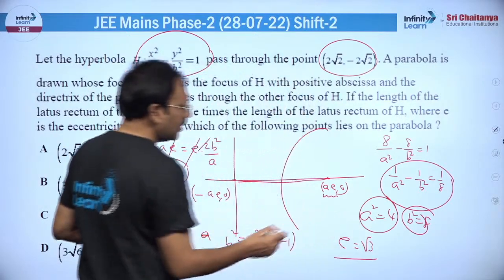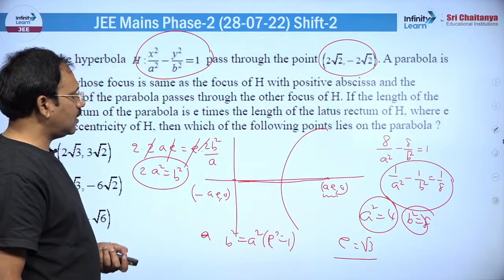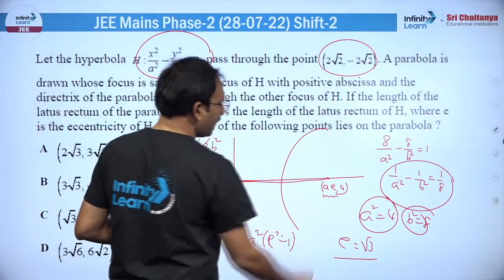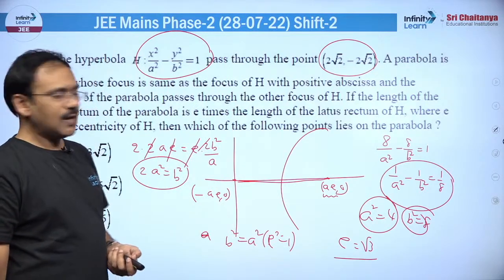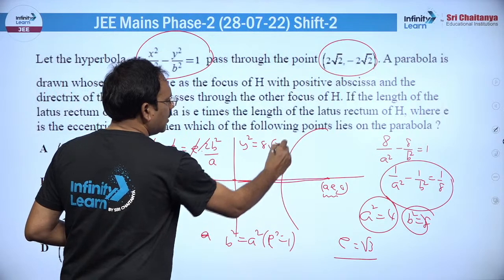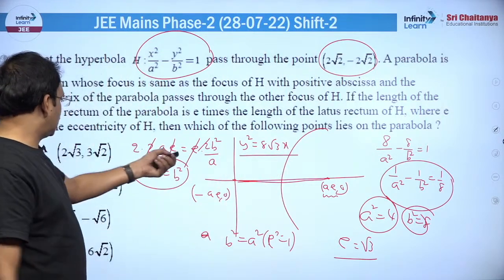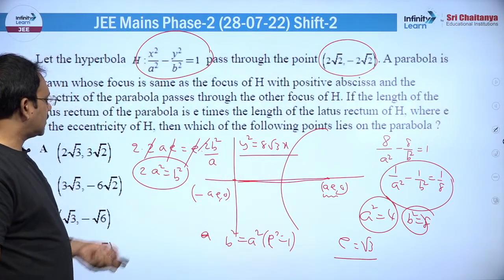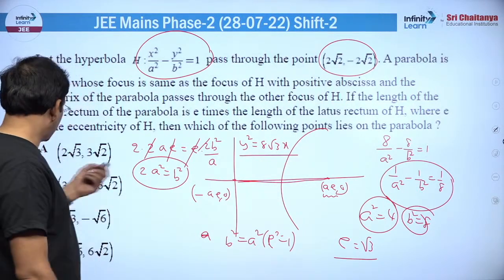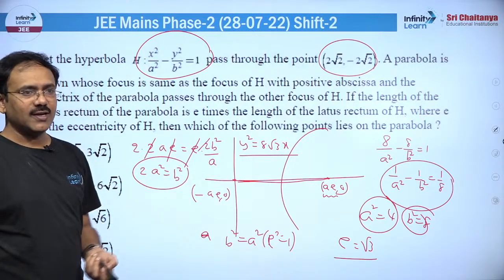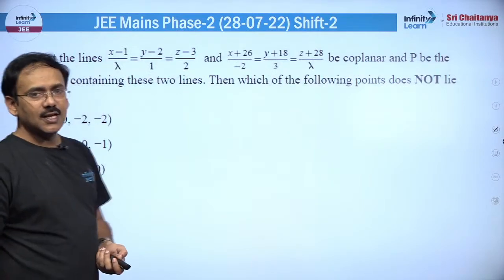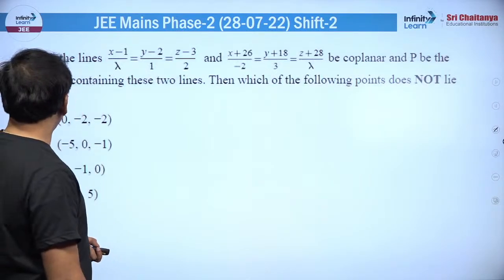Now you know a and e. So the ae value you can write as 2 root 3, and accordingly the parabola will be y square is equal to 8 root 3 into x, because this is going to be the length of the latus rectum, 4a, which is 8 root 3. Automatically you can substitute the points and verify which point lies on it or not. Okay, that's all.